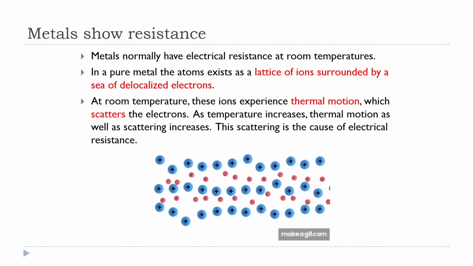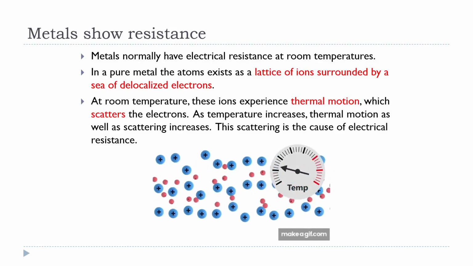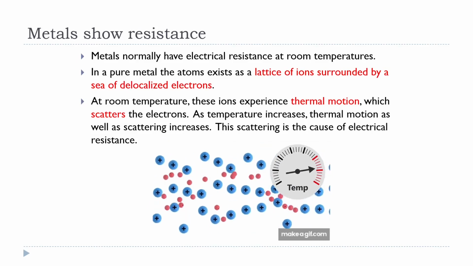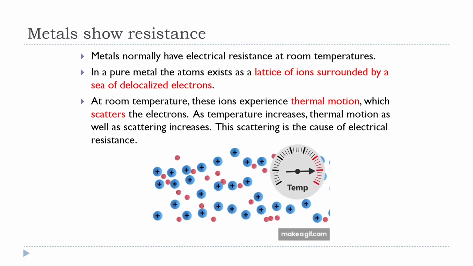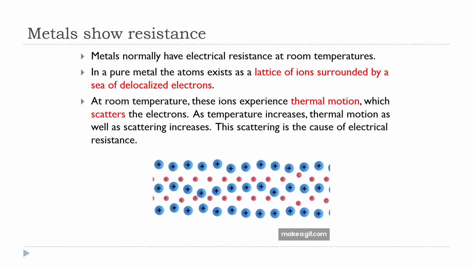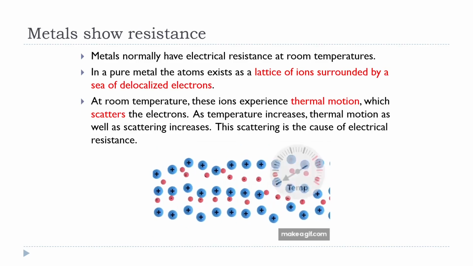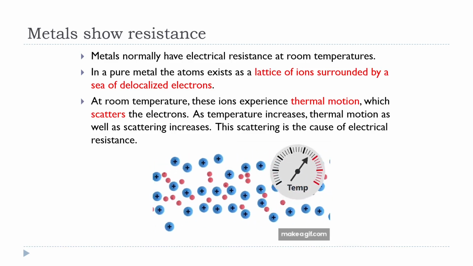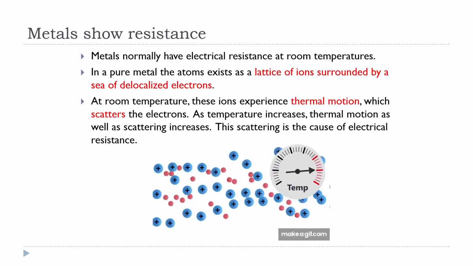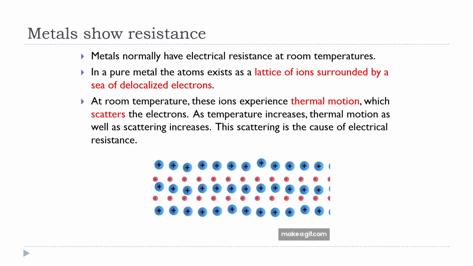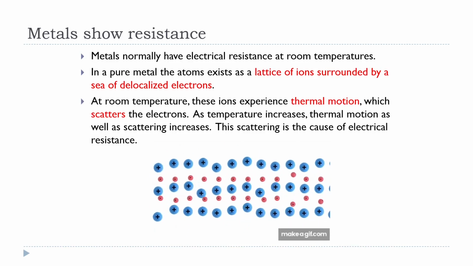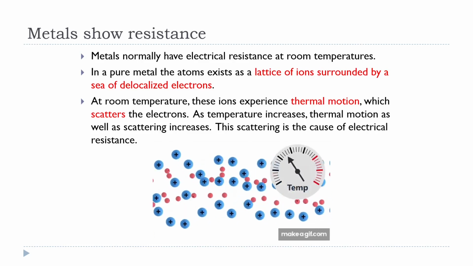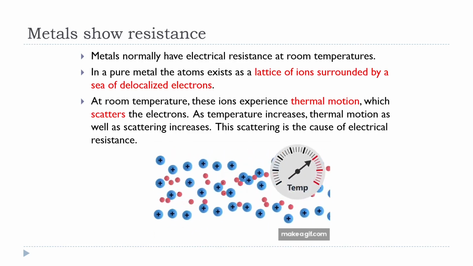Now in this animated video, we can see as the temperature has increased, the positive ions move about a lot more. So initially, when the temperature is low, the electrons, the red electrons, can move about easily. But as the thermal motion increases due to higher temperature, the electrons cannot flow easily. That is, the resistance is increased.